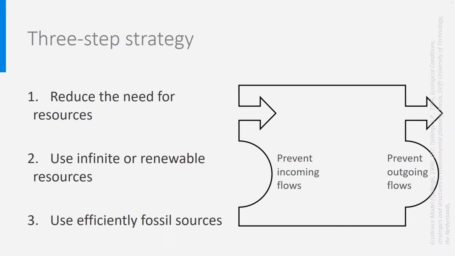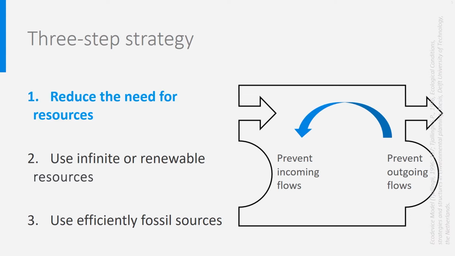The three-step strategy is a design strategy that helps to make a building sustainable. It has, as the name suggests, 3 steps and can be applied to energy but also to material flows. The 3 steps the strategy consists of are reducing the need for resources, using infinite or renewable resources, and finally, using fossil fuel sources as efficiently as possible and only if they're really needed.